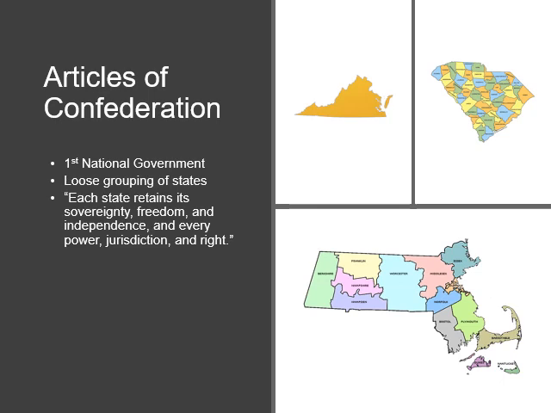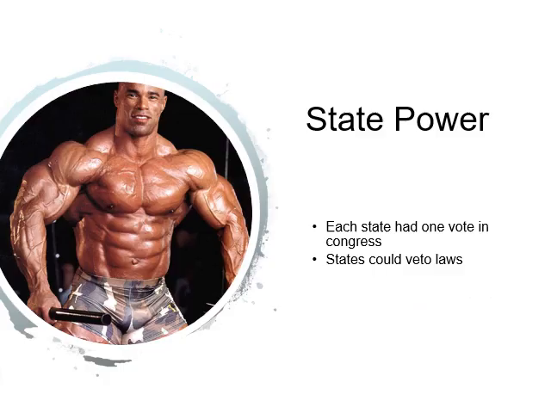It was basically going to be a loose federation of states, kind of similar to what you see today in the European Union, where they get together and they cooperate over certain things, but there's very limited power overall. So it really focused on state power. Each state had one vote in the Congress, and states could veto laws. So if one state did not want to pass a law, they could effectively veto the will of 12 others.